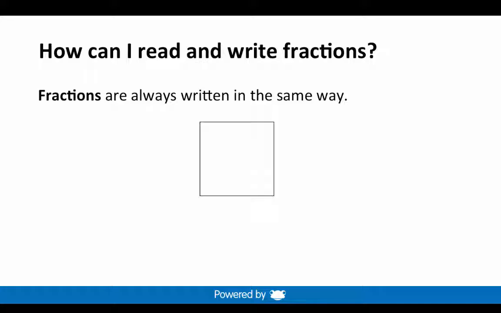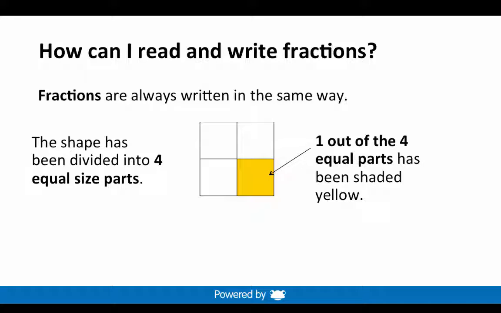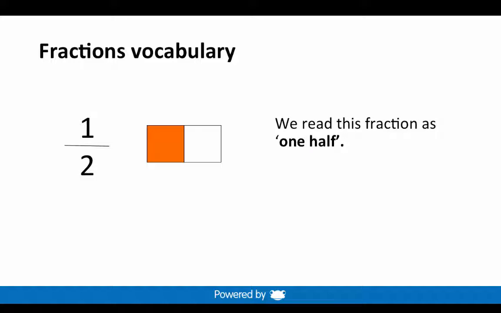Here's another example. This shape has been divided now into 4 equal-sized parts. One out of the 4 equal parts has been shaded in yellow. We call this fraction 1/4. It's written as 1 over 4, or in the quizzes you might see it written as 1/4. Let's look at 1/2 again.